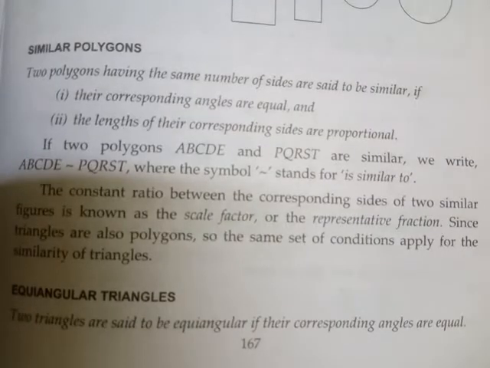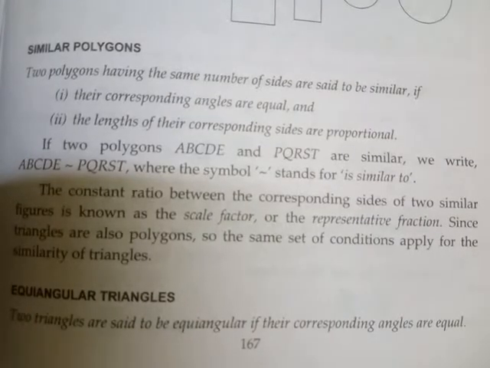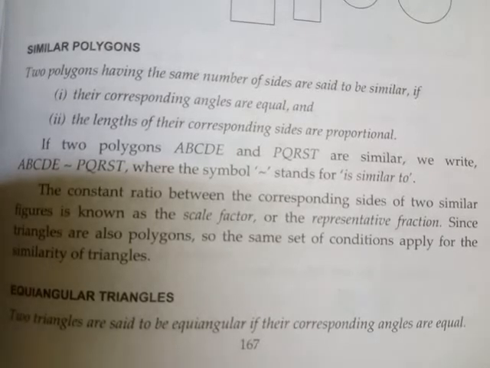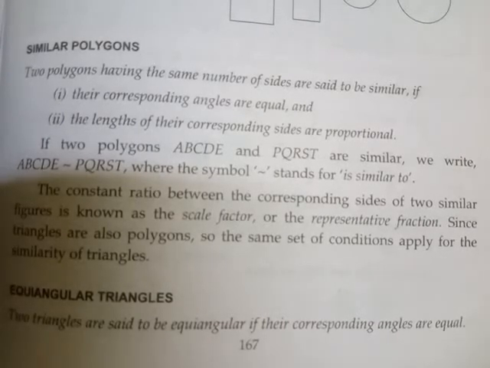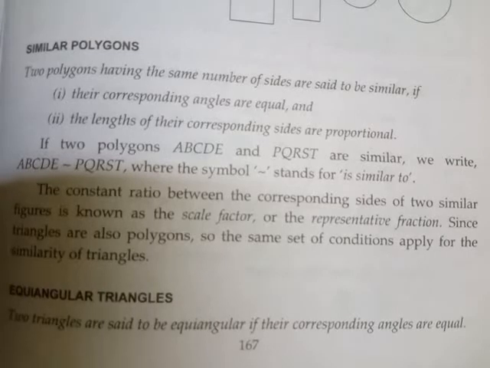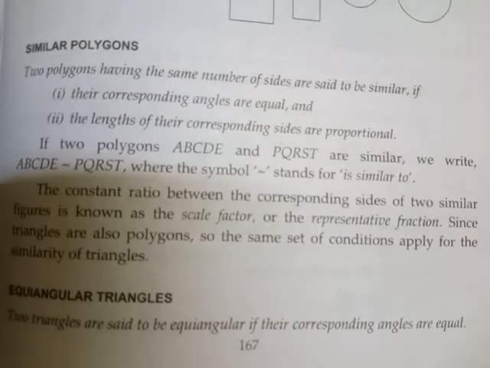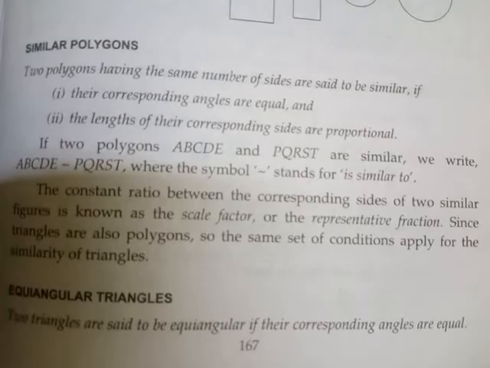Next one is the equiangular triangle. Two triangles are said to be equiangular if their corresponding angles are equal, which means if all the corresponding angles of two triangles are equal, then we can say that they are equiangular. For example, if two triangles are ABC and PQR, angle A equals angle P, B equals Q, C equals R, so we can say that it is an equiangular triangle.